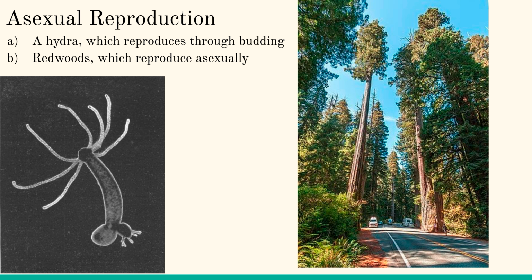The second organism should, at least to some of you, be fairly familiar. These are redwoods, especially for me, which are very common in California. So you might not know the medium of reproduction, and they actually reproduce asexually.